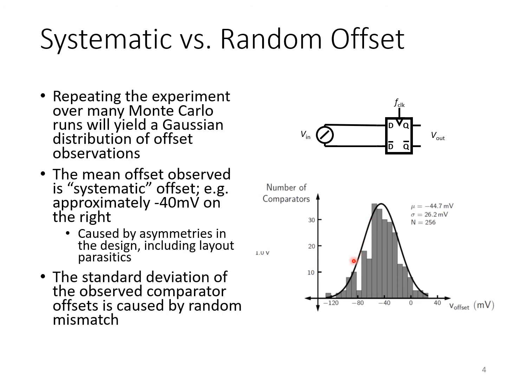If you want to tackle the random offset, tighten up this distribution, then you need to just look at the transistor sizes. We know that many sources of random mismatch will be smaller if we use larger device sizes. So that's why we need to distinguish between those two sources.